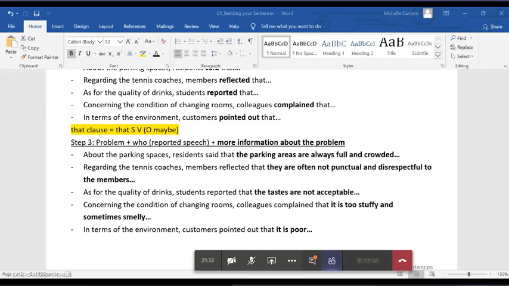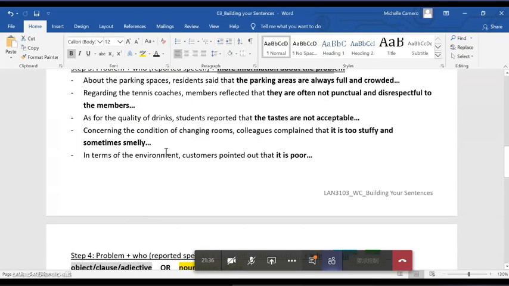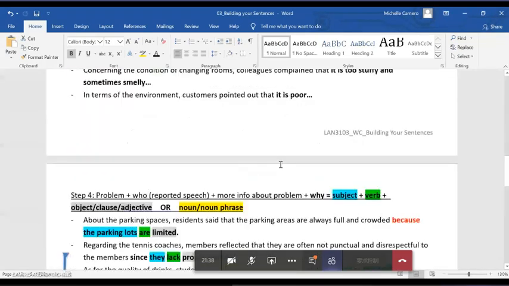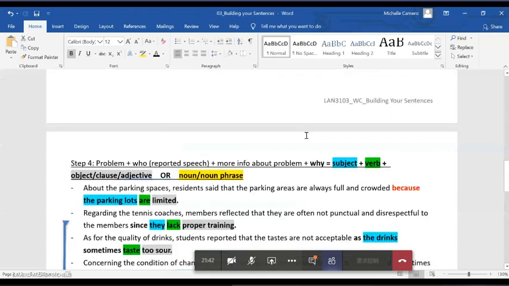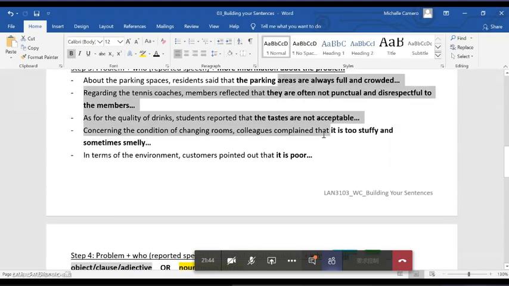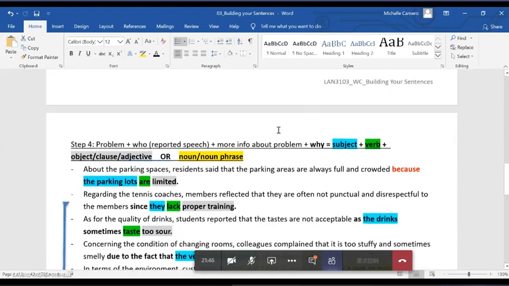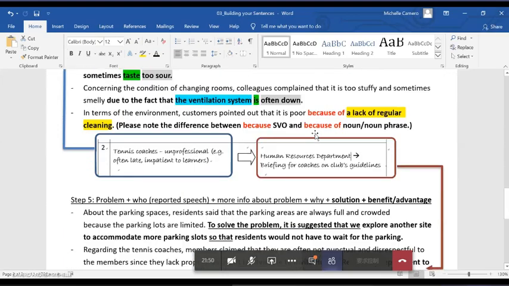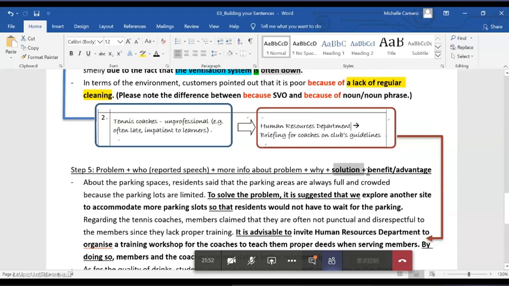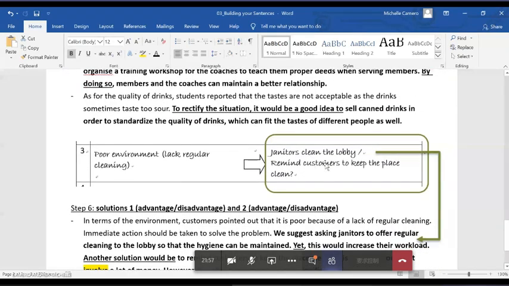All right, next, where did I leave off? So we've got more information about the problem. Then again, be careful about step 4. This is tricky because sometimes you may have already included enough information here, but maybe not. So that means you might have to do step 4 and include the reason or the why. And then you're going to follow with this step where you need to give the solution and the advantage of the solution.